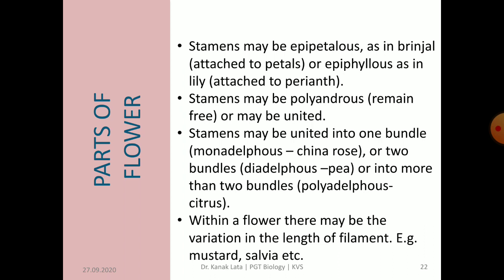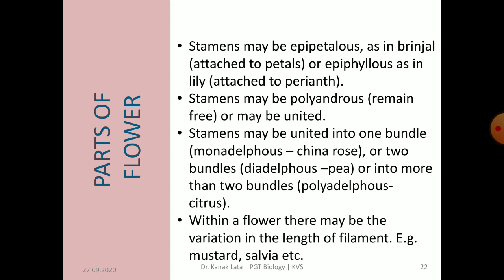Stamens may be epipetalous. Epipetalous means they are attached to the petal, as seen in brinjal or in dhatura. Or stamens may be epiphyllous, as in lily, that is attached to the perianth. Stamens may be free, called polyandrous, or united, called gamandrous.